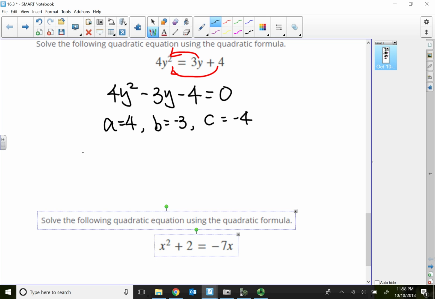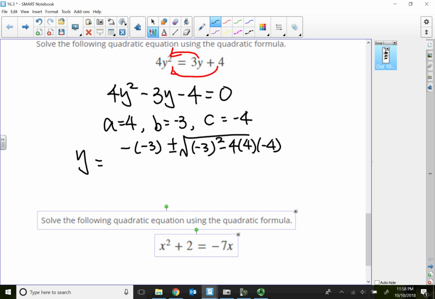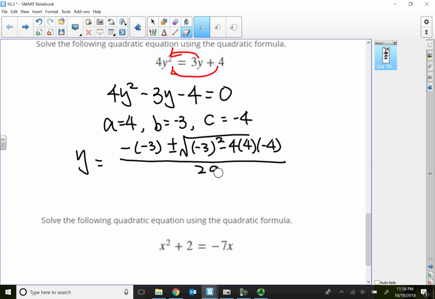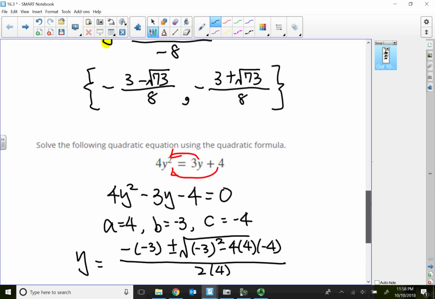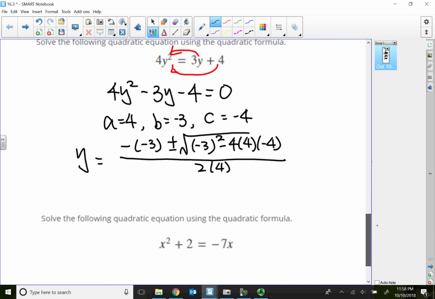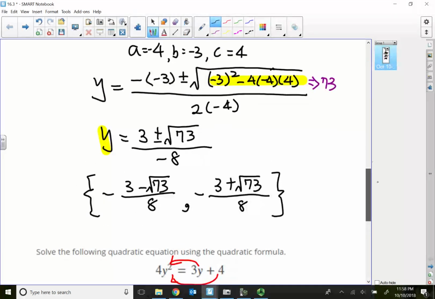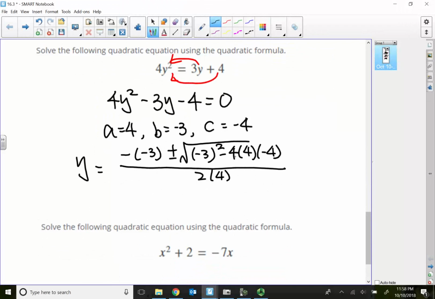All right, so my y equals negative b. So that'll be negative 1 times negative 3, plus or minus the square root of my b, negative 3, whole thing squared, minus 4 times my a times my c. Whole thing over 2 times a, which is 2 times 4. This almost looks just like the previous one, doesn't it? Okay. Negative 3 times negative 4 times negative 4 times 4.